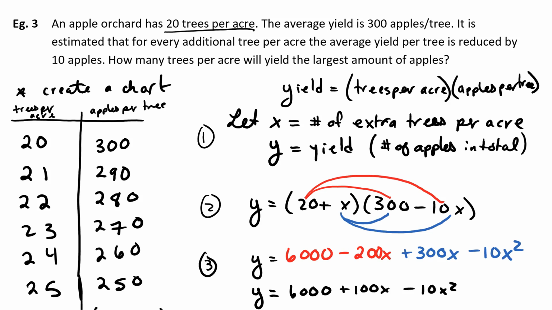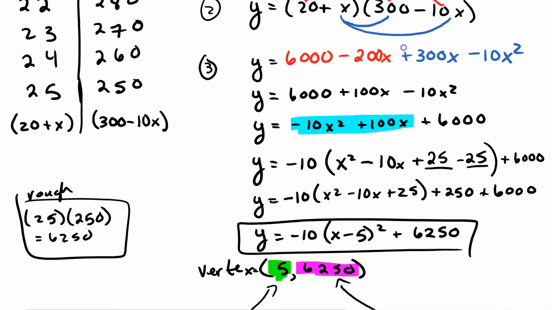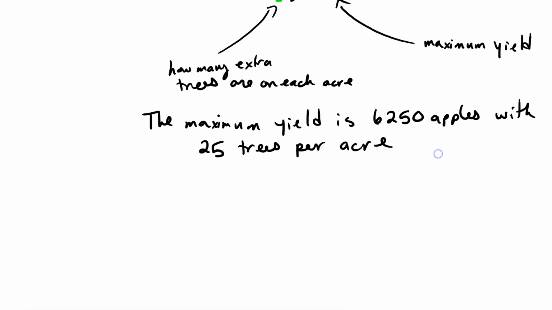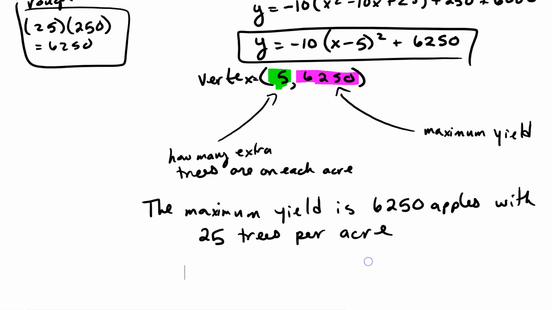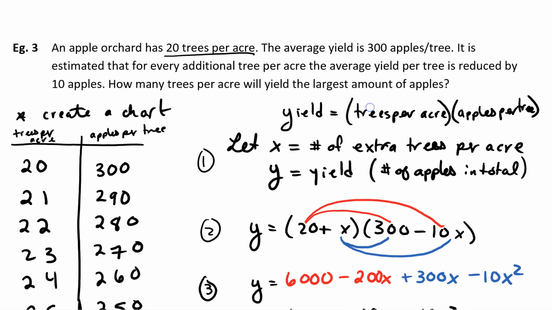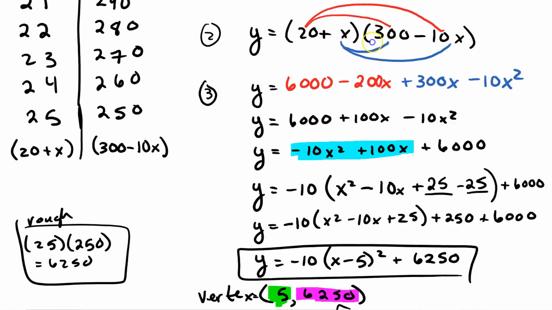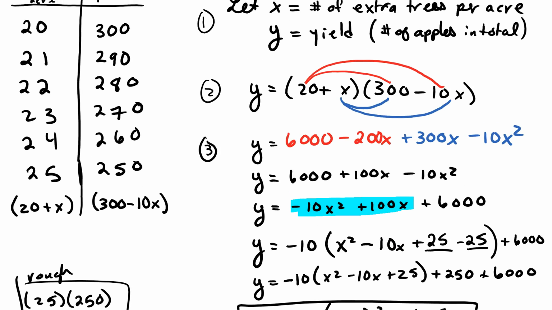The last thing I'd want to do is just go back into the question, because there are lots of words, and so questions or bits of the question can be lost. How many trees per acre will yield the largest amount of apples? In all honesty, folks, the only thing that I needed to write down was this. The maximum yield is produced by 25 trees per acre, because it didn't ask me what the actual maximum yield is, nor did it ask me for the equation.